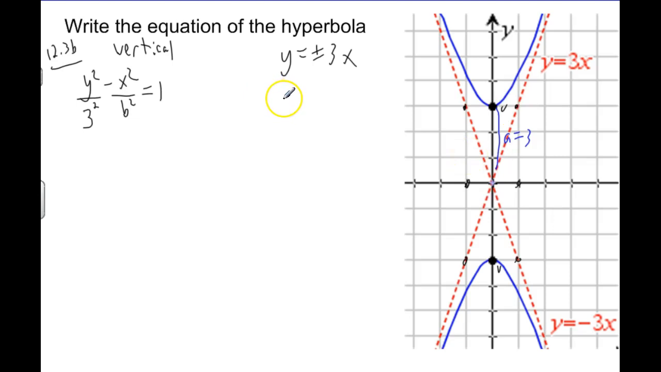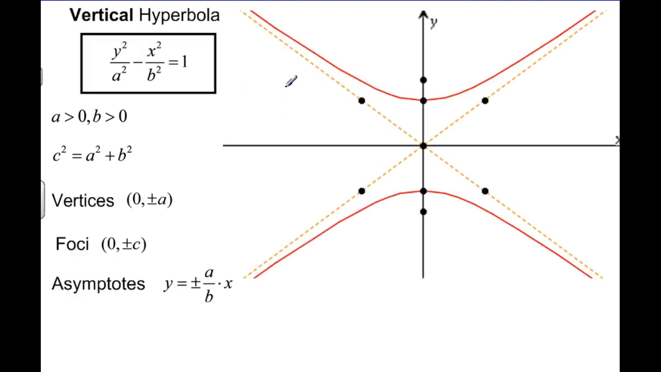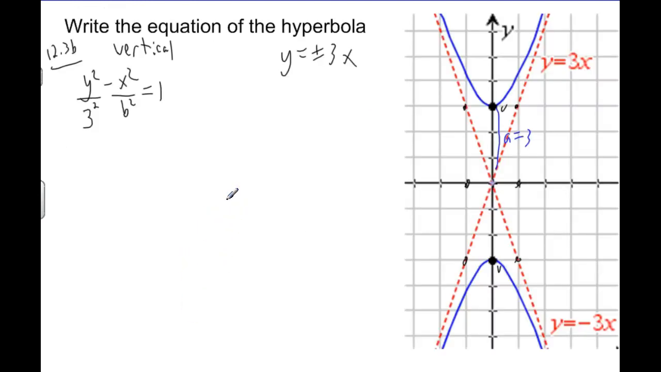So the formula for this one, for vertical, let's look back at vertical. Formula is a over b, slope. So if the formula is y equals plus or minus a over b times x, then we know that 3 equals a over b. So you could set up an equation. So a over b equals 3, or 3 equals a over b. We know that a is 3. So right here we can plug in a 3. And probably without solving it, you know that b is 1.